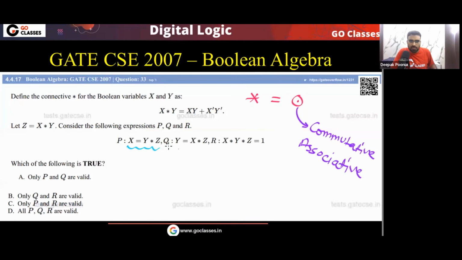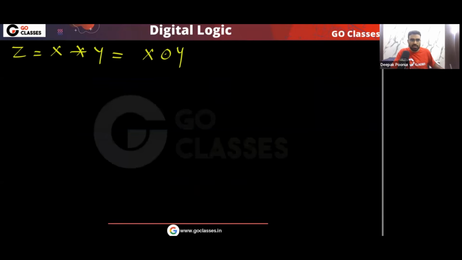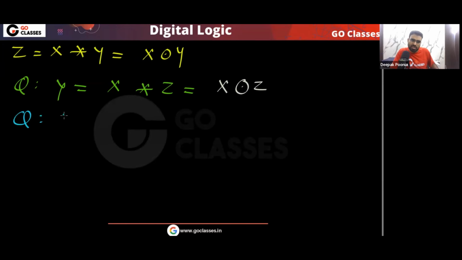Okay. What is Q? Q is saying Y equal to X star Z. Okay, this is Q. So remember, Q is saying Y is equal to X star Z. So you already know what is star. Star is your XNOR. So basically that is X XNOR Z. Now let's see. Basically what this Q is saying, that Y is equal to X XNOR Z.